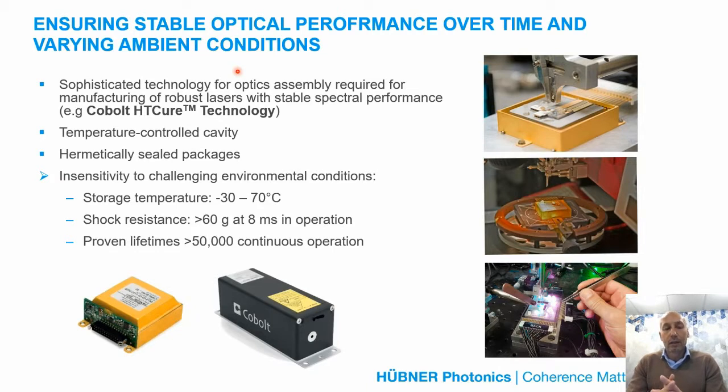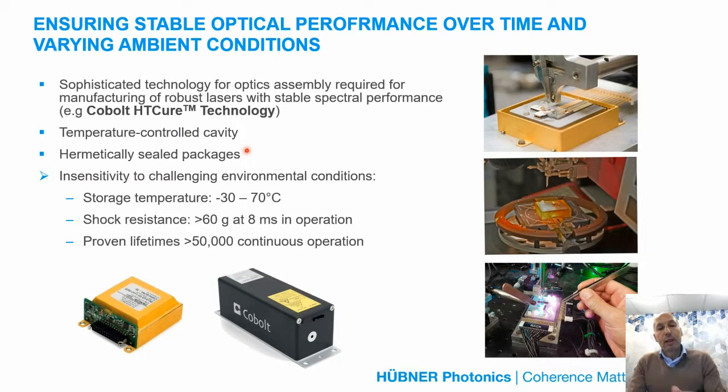Most of these lasers, except those that are built on a pure chip basis, consist of multiple optical elements which need to be very well aligned towards each other in order to maintain the spectral performance of the laser. So in order to ensure very good reliability of the spectral performance, these kinds of lasers need to be assembled using some kind of sophisticated technology for optics assembly. For instance, an example of that is the H-Secure technology, which we are using to produce the Cobolt product line. And the H-Secure technology is based on high temperature curing of miniaturized optics that are mounted onto temperature controlled cavity platforms into hermetically sealed packages.